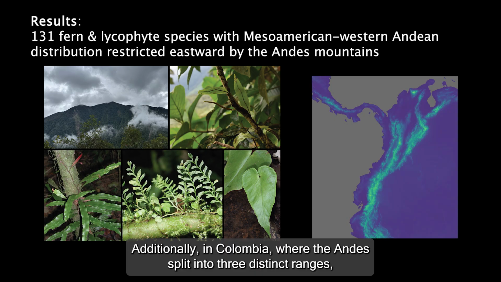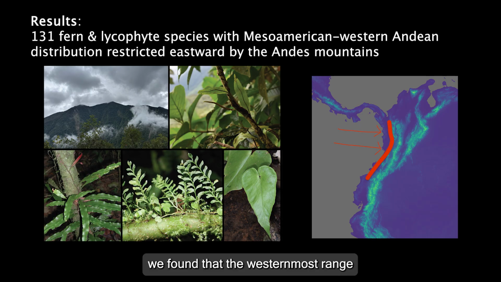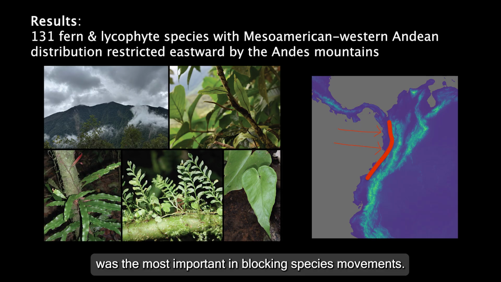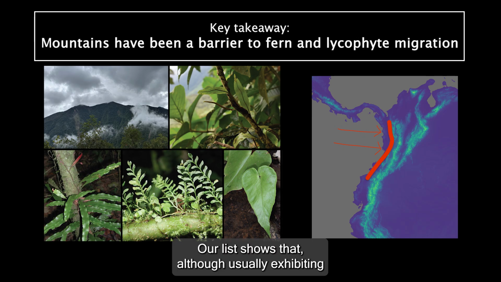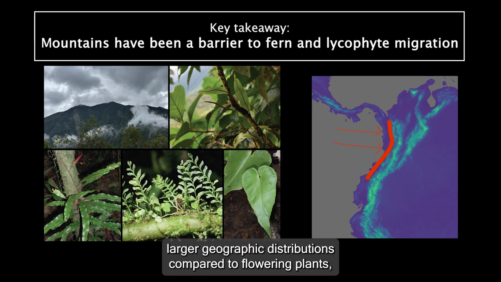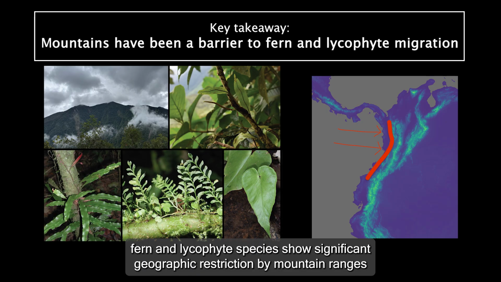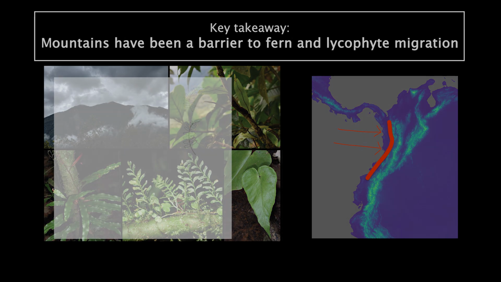Additionally, in Colombia, where the Andes split into 3 distinct ranges, we found that the westernmost range was the most important in blocking species movements. Our list shows that although usually exhibiting larger geographic distributions compared to flowering plants, fern and lycophyte species show significant geographic restriction by mountain ranges.